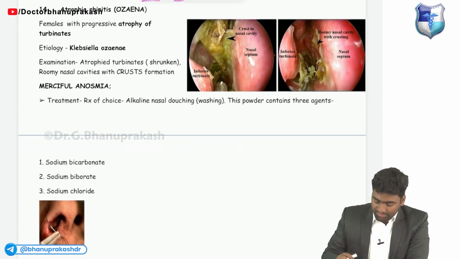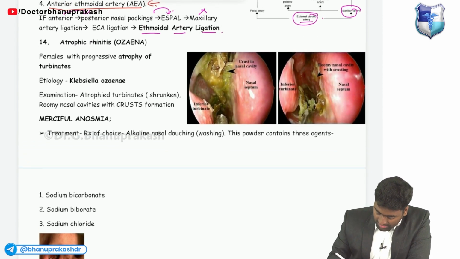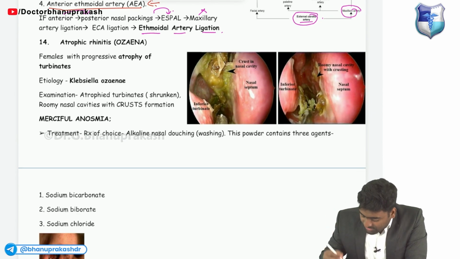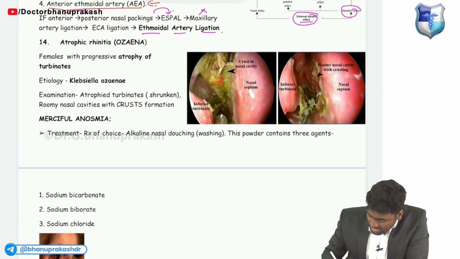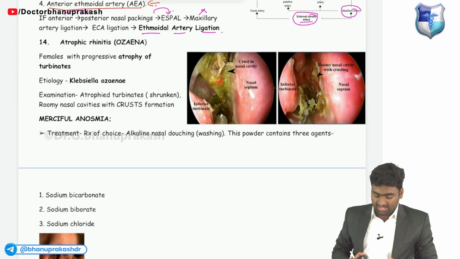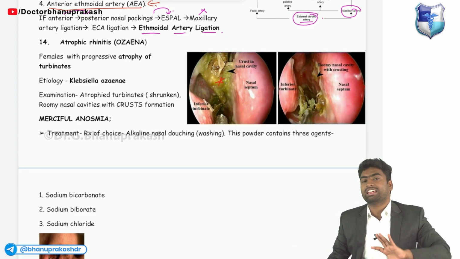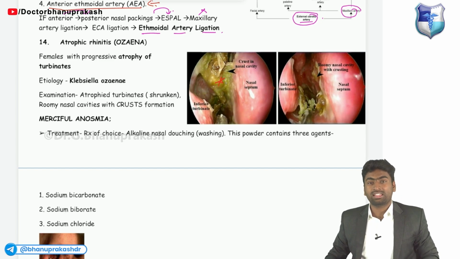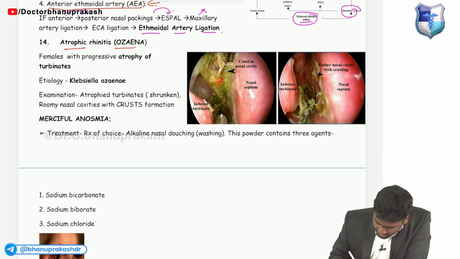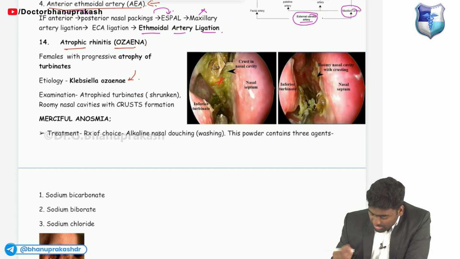Next, there will usually be a female presenting with features of a wide, roomy nasal cavity and formation of excessive nasal crust. This is typically seen in females, and it is seen in a case of atrophic rhinitis, also known as Ozaena. The causative agent is Klebsiella ozaenae.